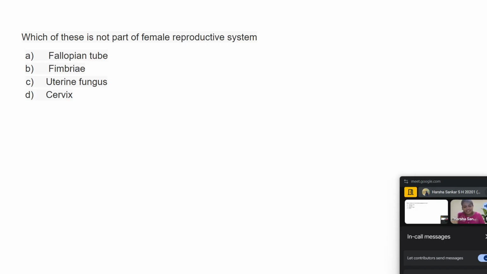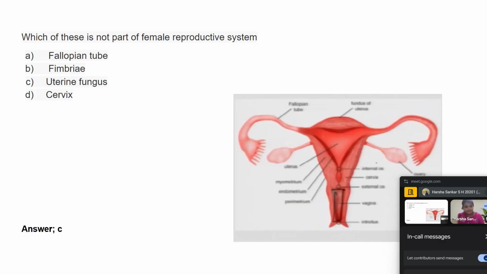Yeah, that is the correct answer. I'll show the figure. I know the figure is clear because I have taken it from the class slide screenshot only. So you can see three layers: perimetrium, endometrium, myometrium. This endometrium was the option in the earlier question, where they were asking if it is a part of testis. No, it's a part of the female reproductive system.